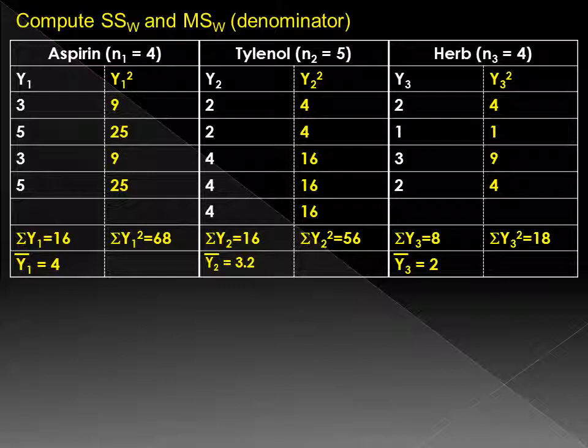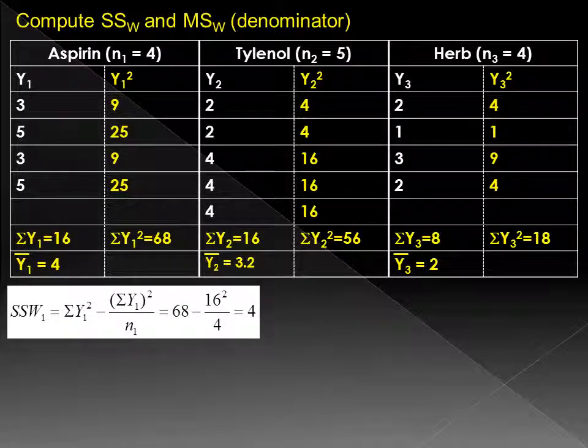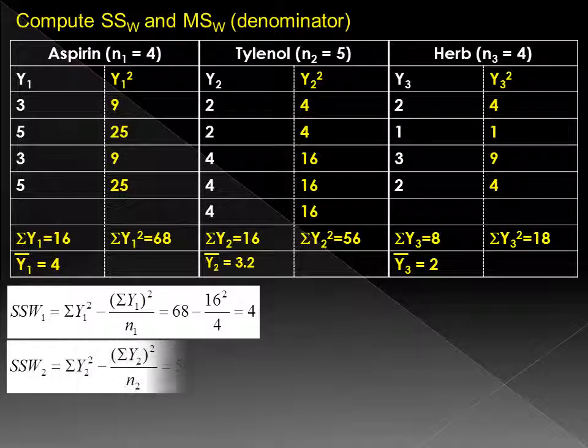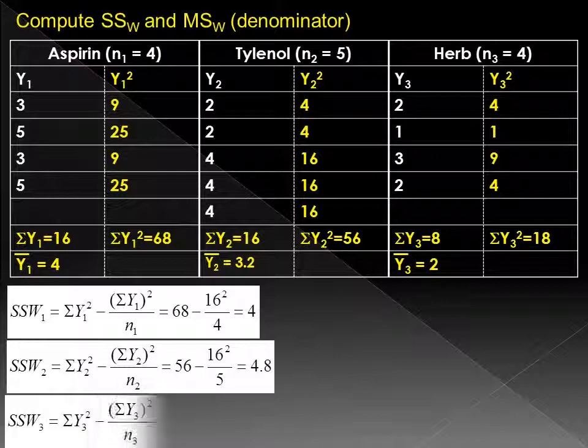Now we can compute the sum of squares within for the aspirin group. It is 68 minus 16 squared divided by 4. So it is 4. Next, we compute the sum of squares within for the Tylenol group. We follow similar steps. So it is 56 minus 16 squared divided by 5. It is 4.8. Then we do SS within for the herb group. It is 18 minus 8 squared divided by 4. It is 2.